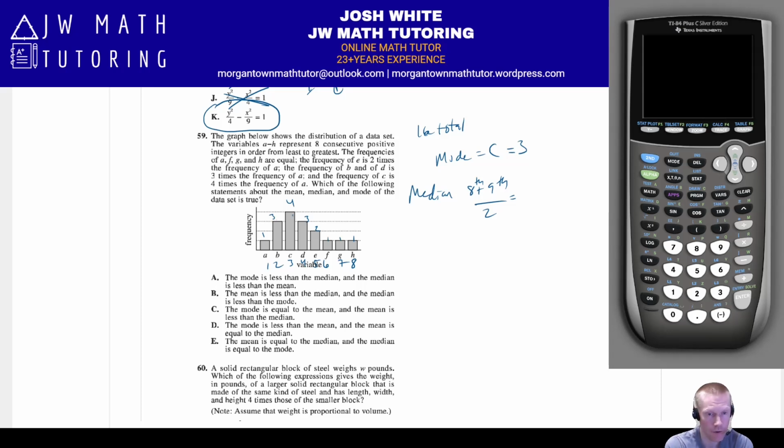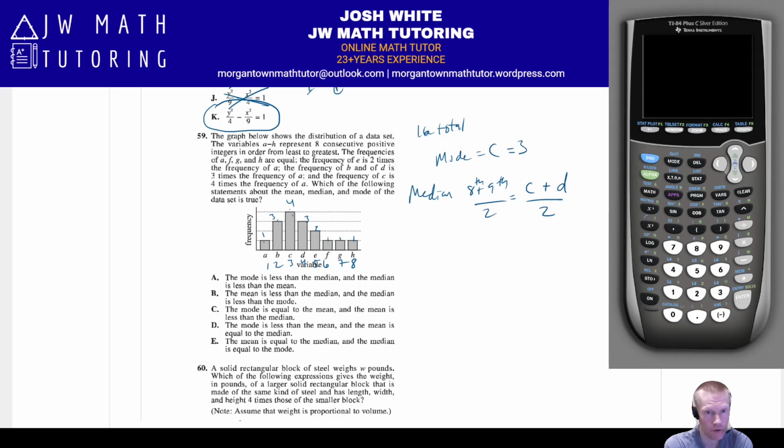So the 8th value would be, let's see, 1 plus 3 is 4. 4 plus 4 is 8. 8 plus 1 is 9. It's basically going to be the average of the C, which is the 8th value, and then the 9th value is in the D column. So the average of C plus D divided by 2.